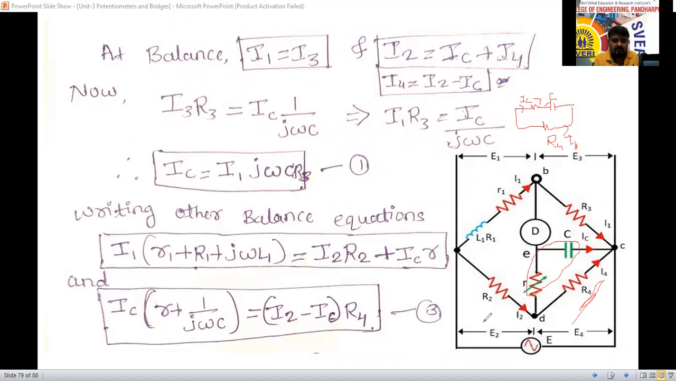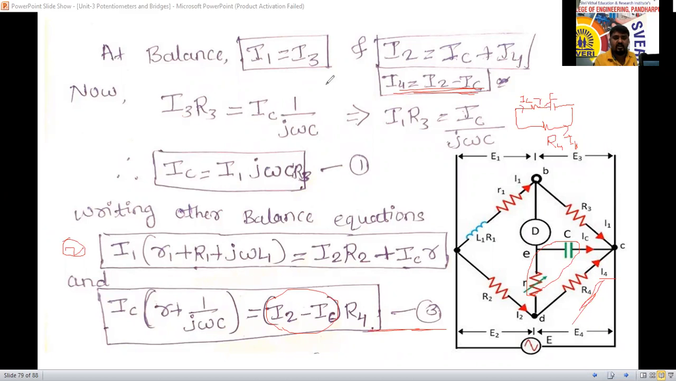Is the sound coming? Yes, sir. In the place of I4, what we have to write? Already we have derived in the starting, that is I2 minus IC here. So in place of I4, I2 minus IC is substituted. This one you consider as equation number 2. This one you consider as equation number 3. We have identified equations 1, 2, 3 here.